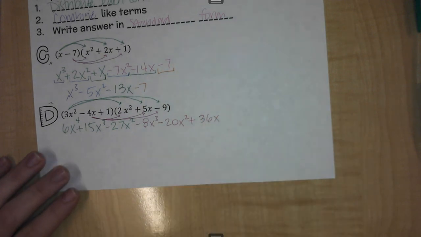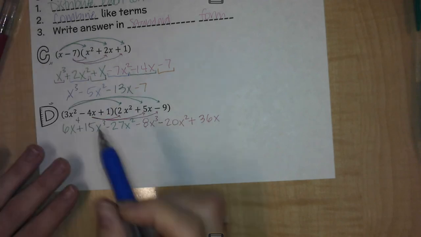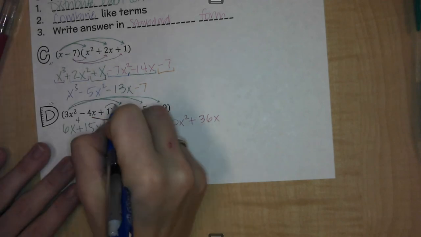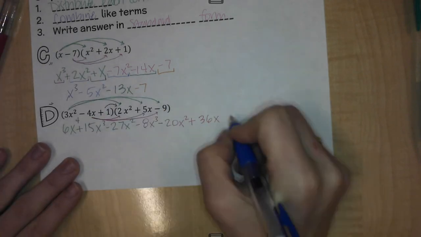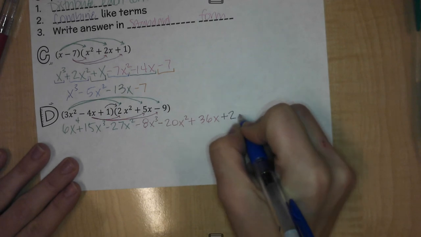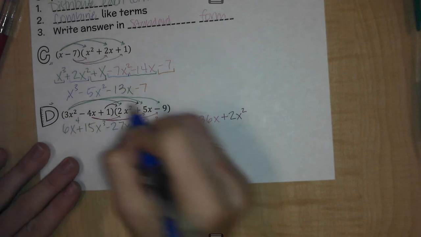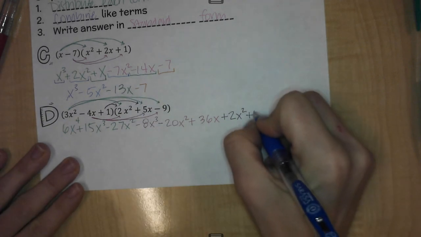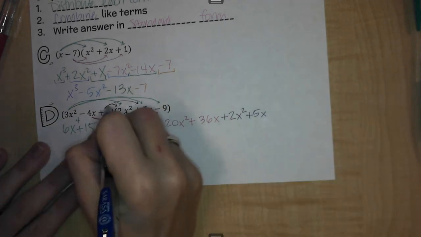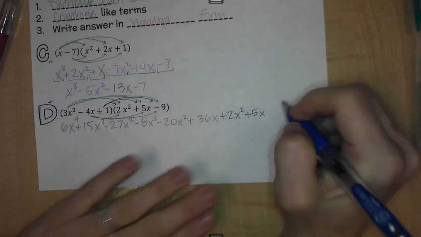-4x times -9 is positive 36x. Okay, this time we got to do one more. We got to multiply this 1 by each term. So 1 times 2x squared is positive 2x squared. 1 times positive 5x is positive 5x. 1 times -9 is -9.